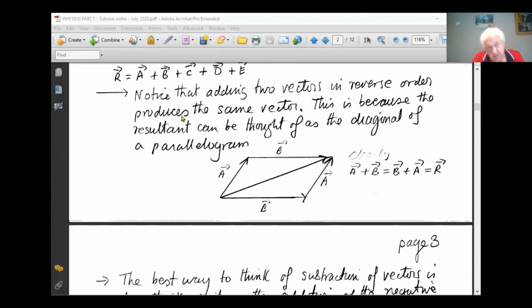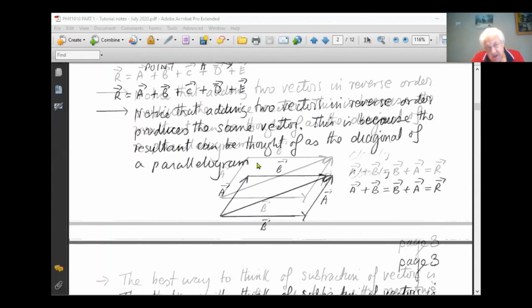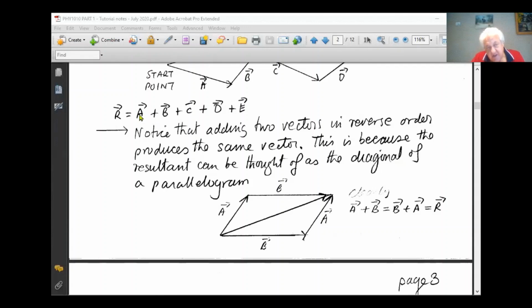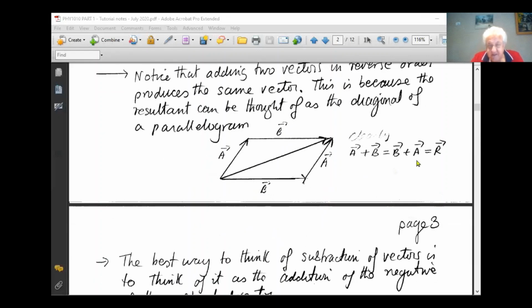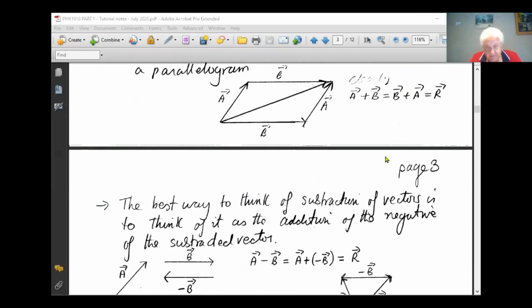I'll do this on the board for you, but notice that you can add vectors in any order. Start with A and add B, or start with B and add A. So you either put the tail of B on the head of A, or the tail of A on the head of B. You get the same result. And you can see this because the resultant R here is the diagonal of a parallelogram with sides A and B. So you can see the order of addition doesn't matter.